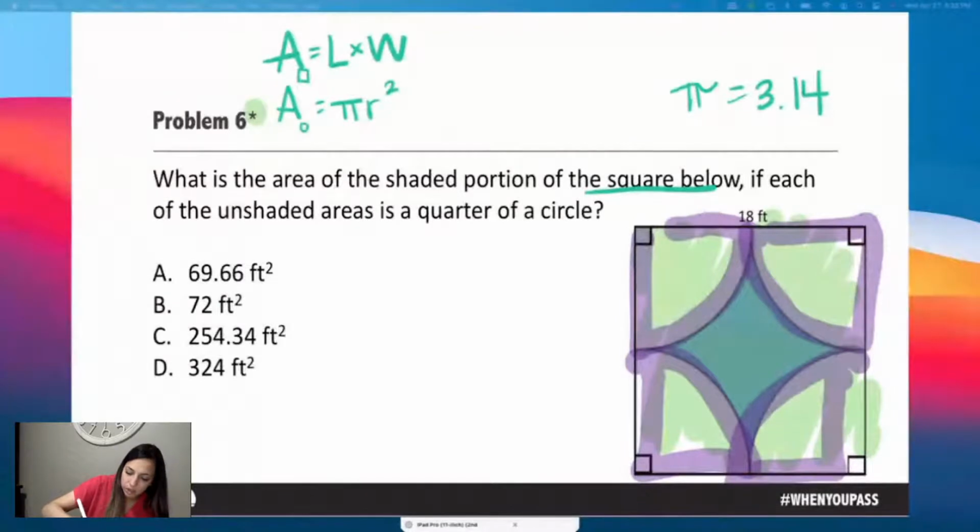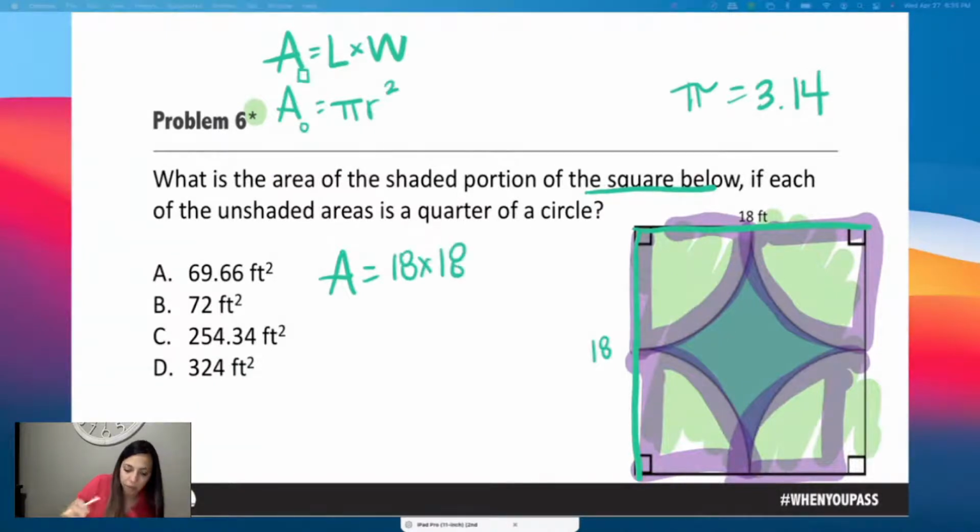So area of a square, and then we're going to subtract our circle pieces. So area of a square is length times width. Well, if it's a square, then all the sides are the same. So this side is going to be equal to this side. So I know it's going to be 18 times 18. I'm going to pull out my calculator. 18 times 18 equals 324 feet squared. I'm not done because that is the area of the square.